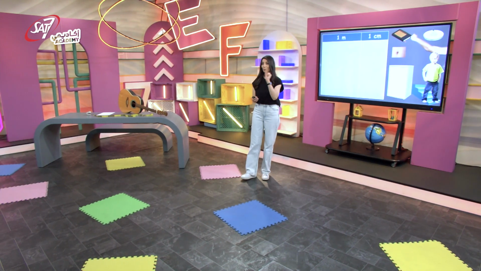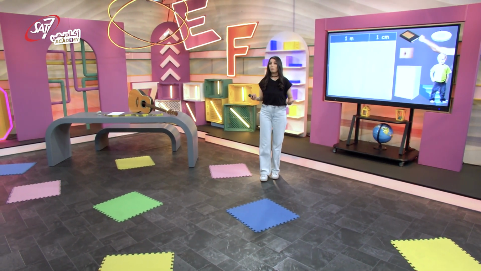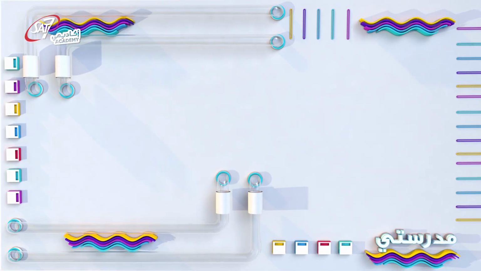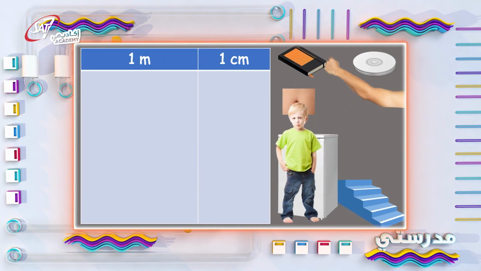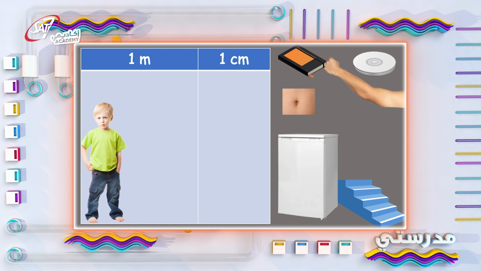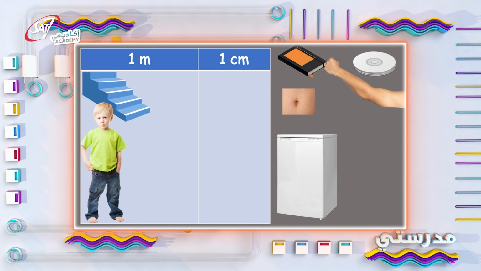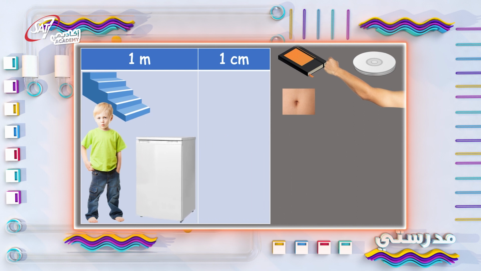Let's sort these examples into 2 categories. What can we say about the height of a 5-year-old? Is it 1 centimeter or 1 meter? Of course, a child's height is about 1 meter. What else is 1 meter long? 5 steps up the staircase, the length of a small fridge, and shoulder to wrist in an adult.